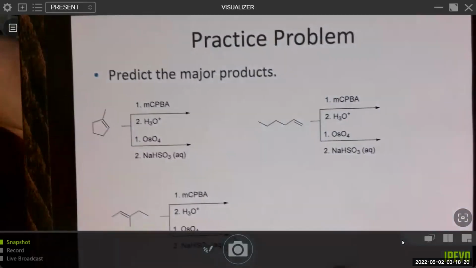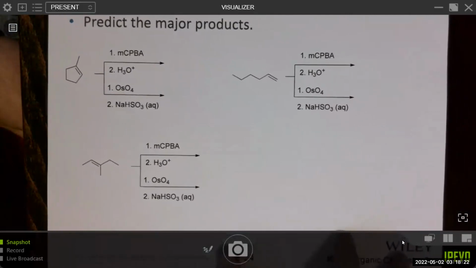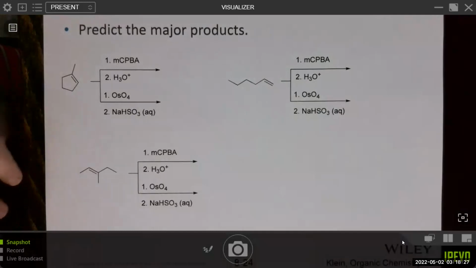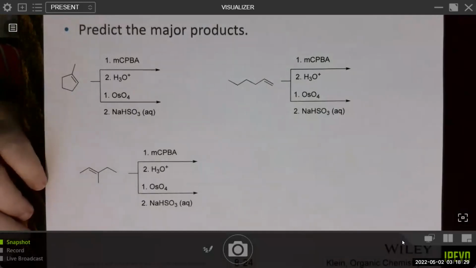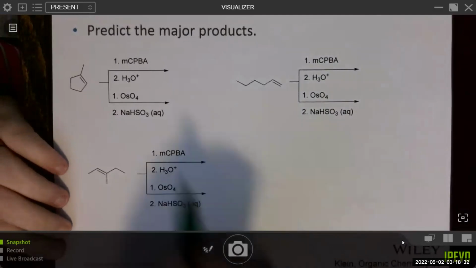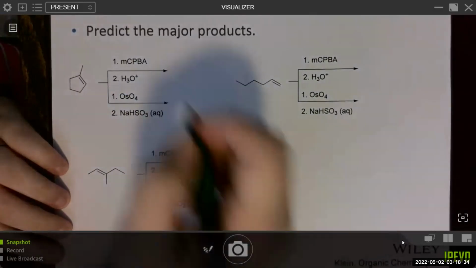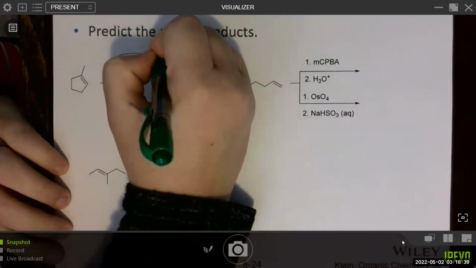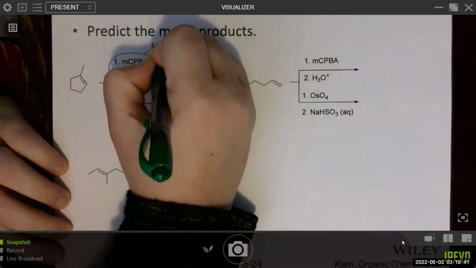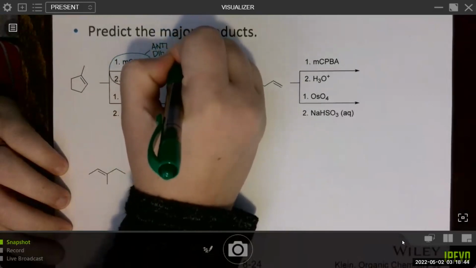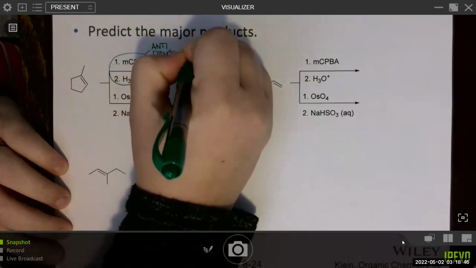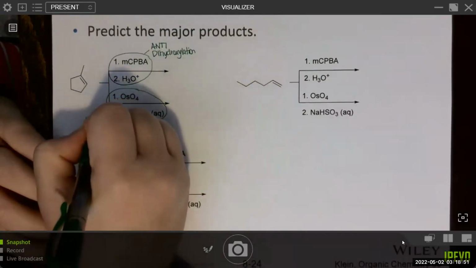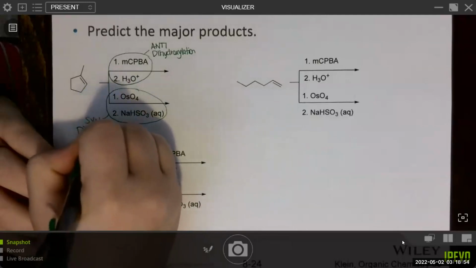All right, I'm going to assume that you have practiced these. If not, go ahead and pause it before we start talking about it. And let's go ahead and start working on these. So again, we want to remember which conditions do which. So this gives you the anti-dihydroxylation products, and then these down here, you want to remember will give us syn dihydroxylation products.